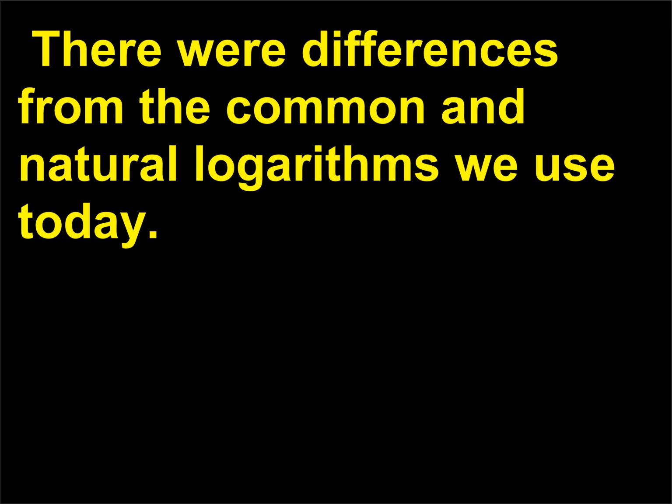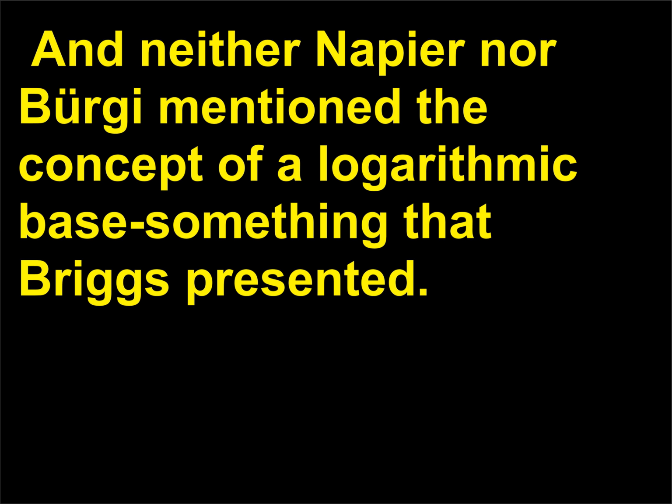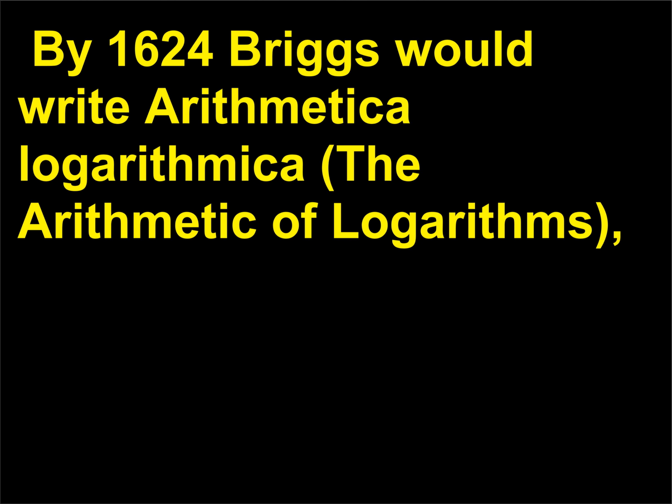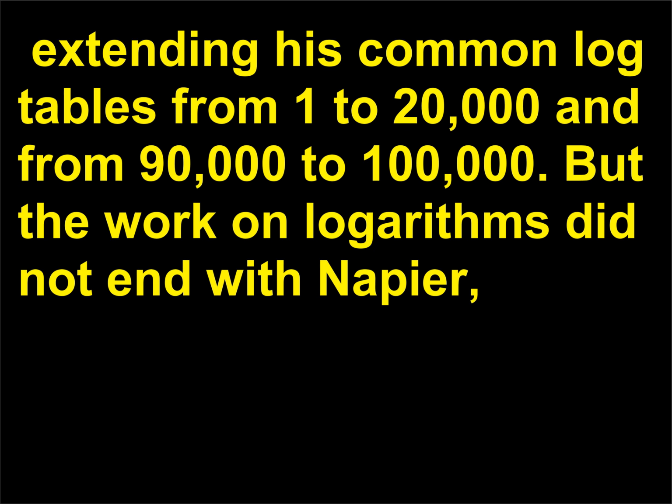There were differences from the common and natural logarithms we use today. And neither Napier nor Bürgi mentioned the concept of a logarithmic base, something that Briggs presented. By 1624, Briggs would write Arithmetica Logarithmica, the arithmetic of logarithms, extending his common log tables from 1 to 20,000 and from 90,000 to 100,000.